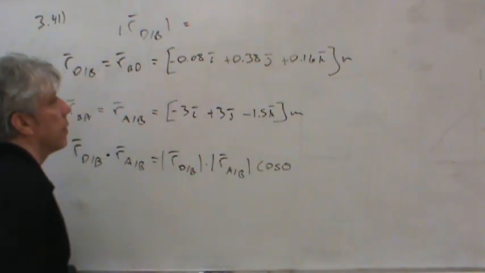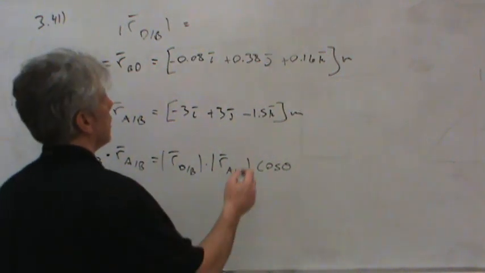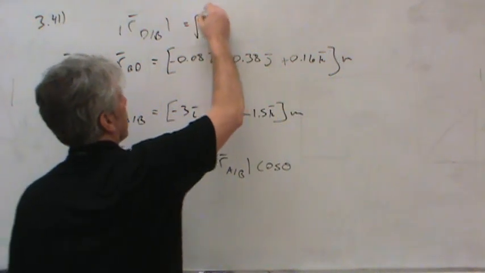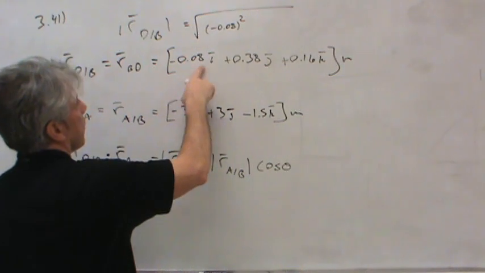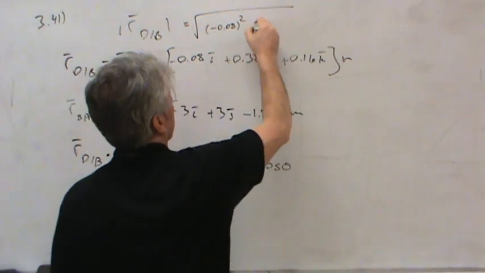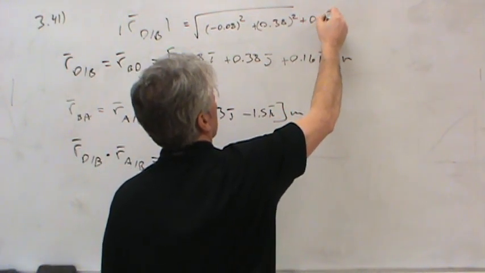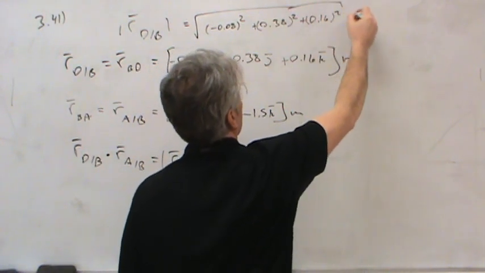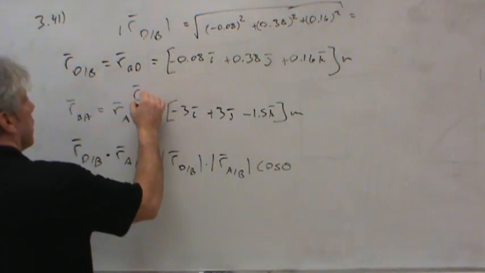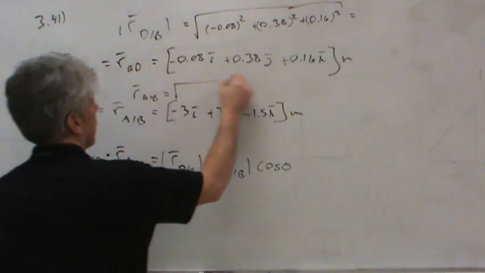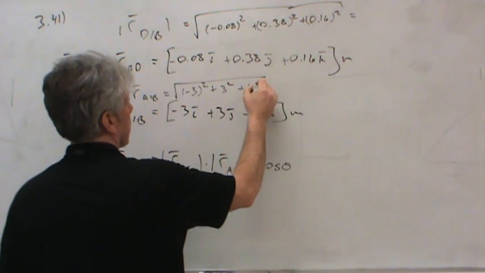How will we do that? Is it Pythagoras' theorem? Pythagorean theorem, good. So i squared plus j squared. Not i squared, well, that's the multiplier on i, that's what I meant. And the same thing for the other one, right? So r A with respect to B, the square root of negative 3 squared plus 3 squared plus negative 1.5 squared.